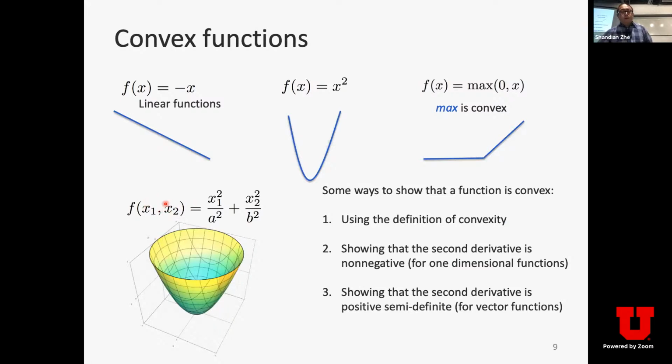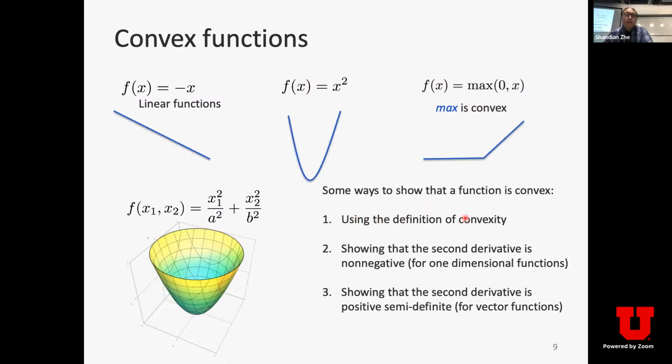For a vector function, say f(x1, x2), this is a typical example of a convex function as well. This cone is also a convex function, right? So there are several ways to show that a function is convex.